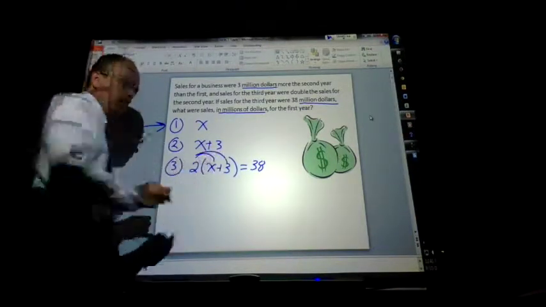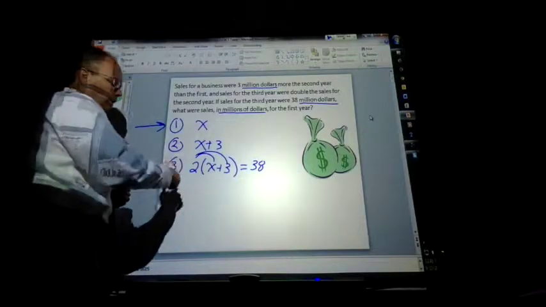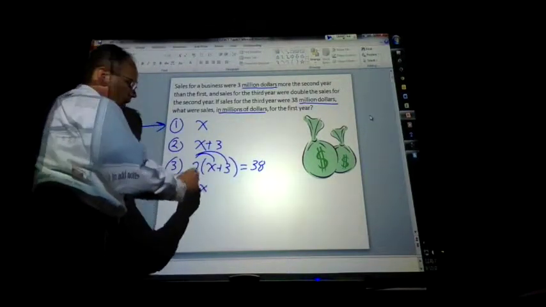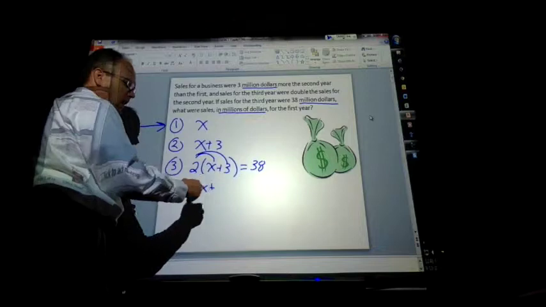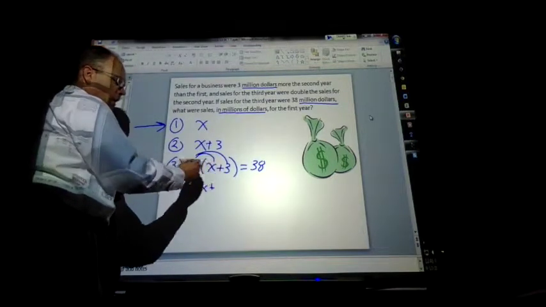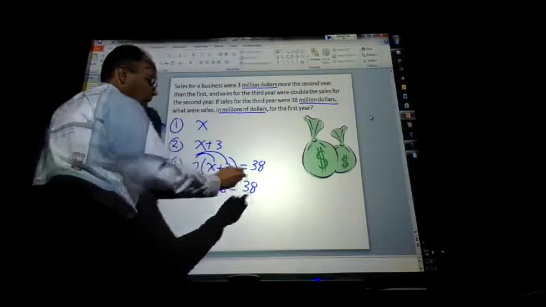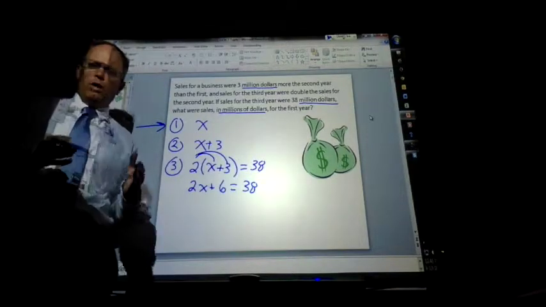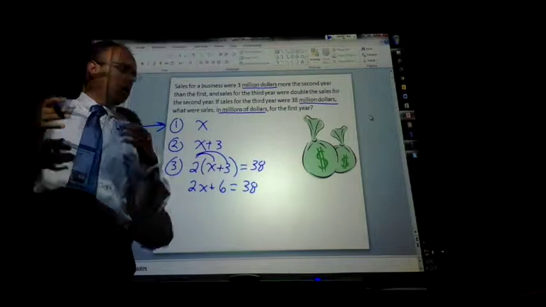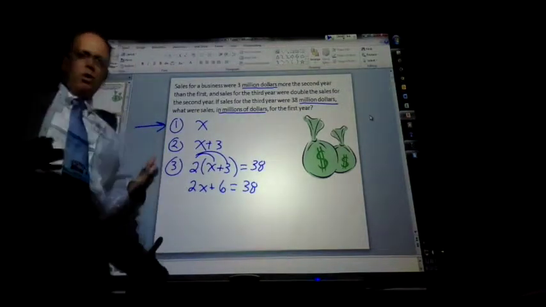Now in Algebra 1, even before that, in 6th, 7th, 8th grade math, you learn to distribute. That's another way of multiplying. So I'm going to go 2 times x, which is 2x, and because there's a plus sign here, I'm going to add 2 times 3, which is 6. Now we can go ahead and solve this problem. It's a simple Algebra 1 type of problem. It's going to take us 2 steps to solve.